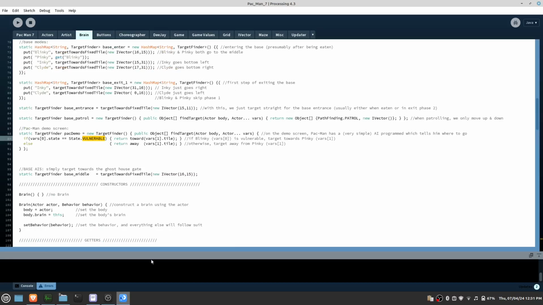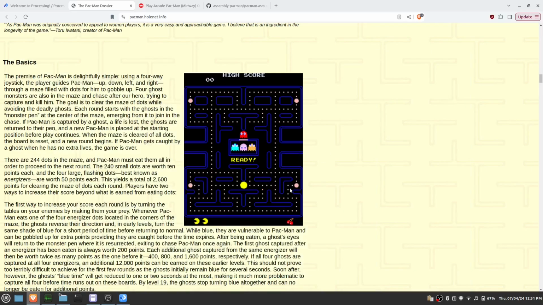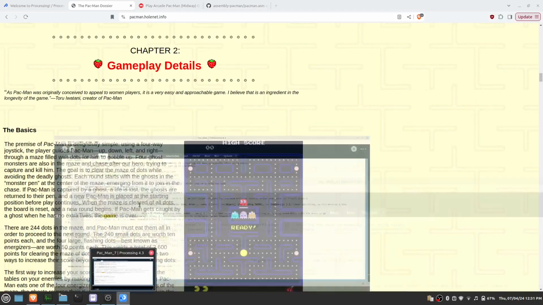That is, from the moment that he collects his first Energizer pellet. Before that, it's still deterministic. But yeah, what else do we have here?